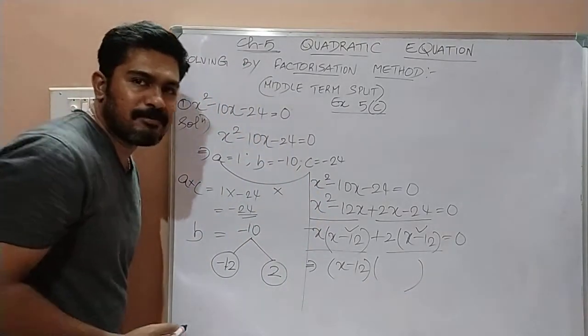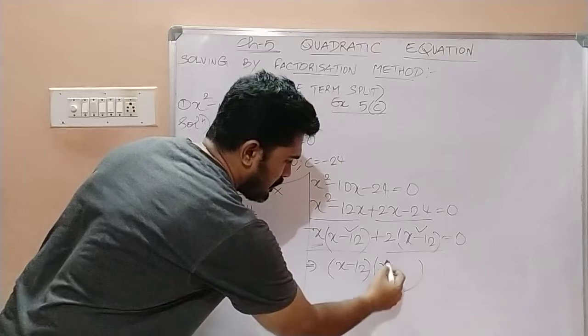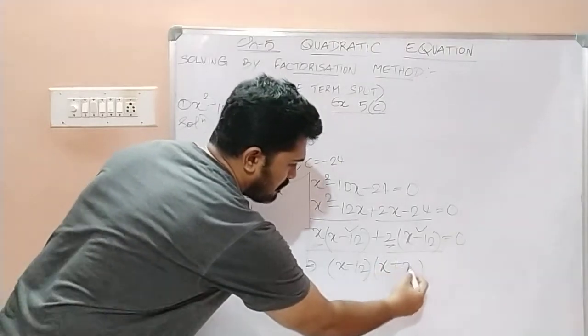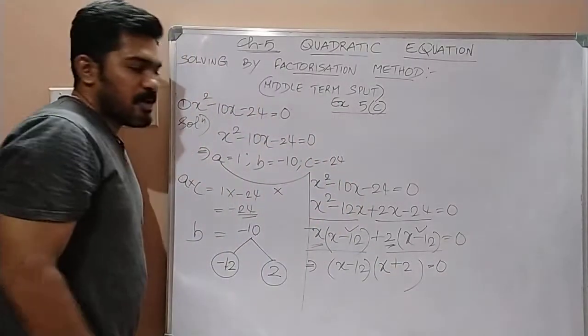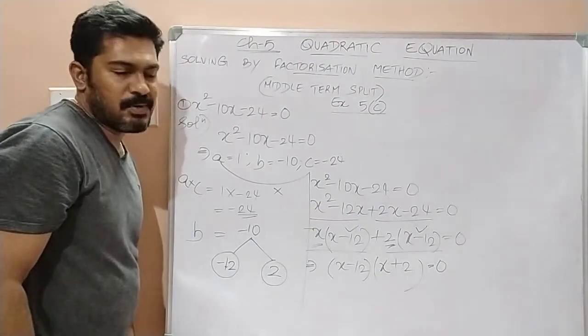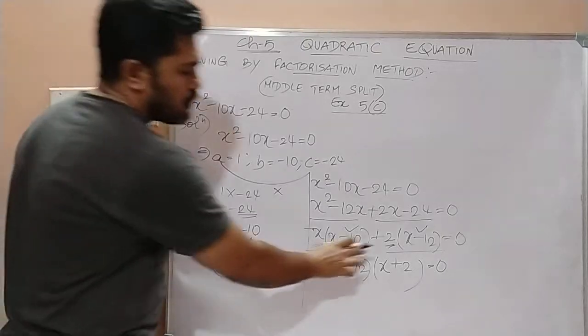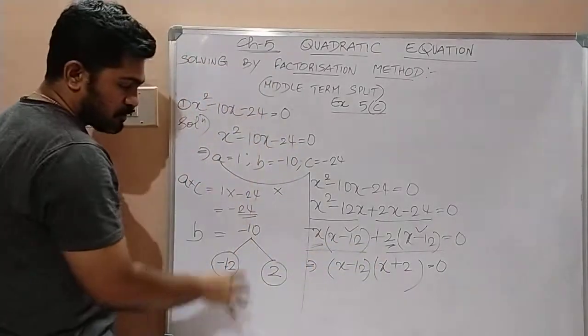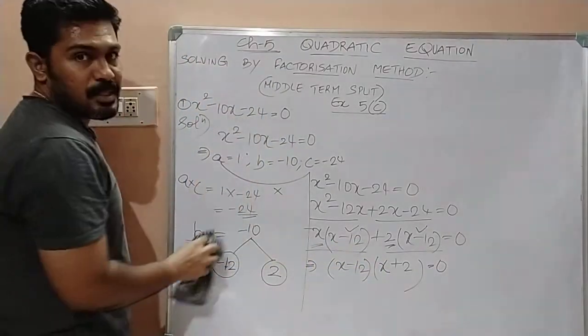Inside the bracket, what is left? From the first term, x is left. From the second term, 2 is left. So I get x minus 12 into x plus 2 is equal to 0. Now children, further how to solve this? I have to rub this portion. I hope I am clear with this side.